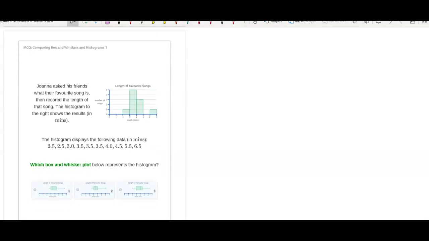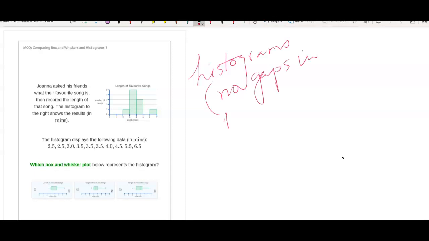Joanna asked her friends what their favorite song is, then recorded the length of that song. The histogram. This is a histogram. So what are histograms? No gaps in between columns. They are histograms.